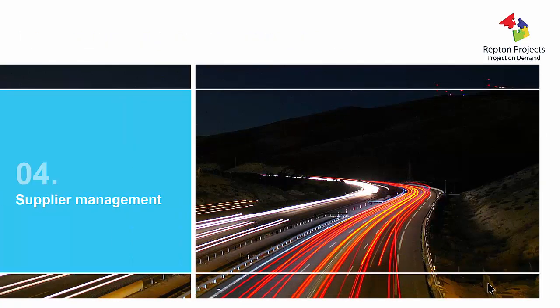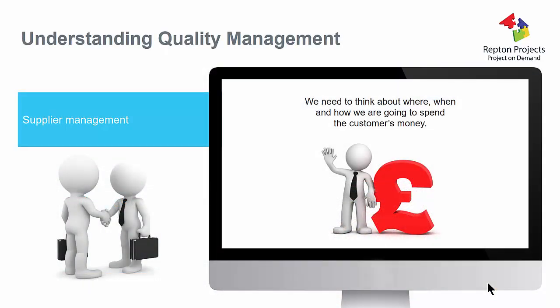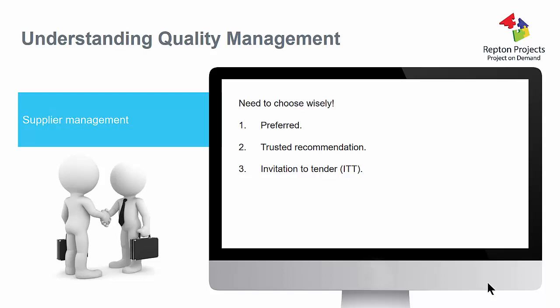Supplier management. This sometimes is one of the most difficult aspects of quality management because it's not always directly in our own control. Often suppliers go out and do whatever they want, and if we allow that to happen, then we're obviously storing up issues for ourselves. So I think what we really need to do is to think about where, when and how we're going to spend the customer's money, because obviously they get rather upset if we waste it. So in order to do that, we need to select our suppliers very, very wisely. So there are just three actual methods of doing this, if we can do it, depending on what it is that we need to buy.